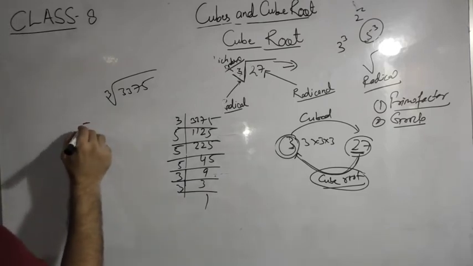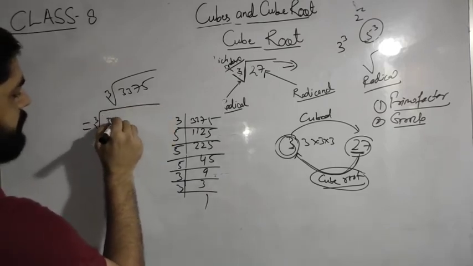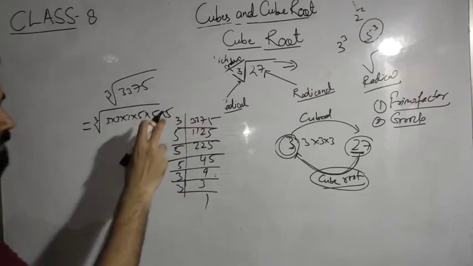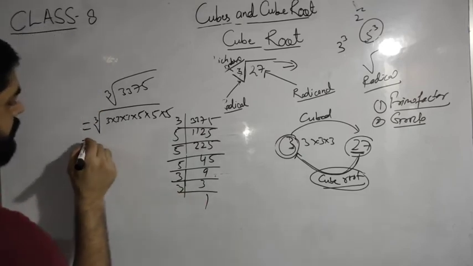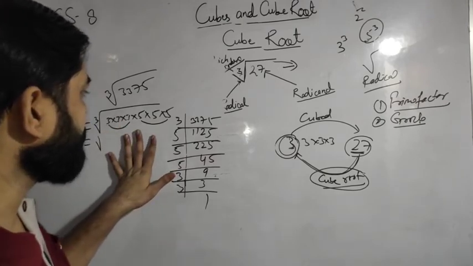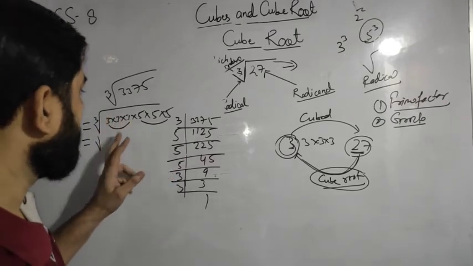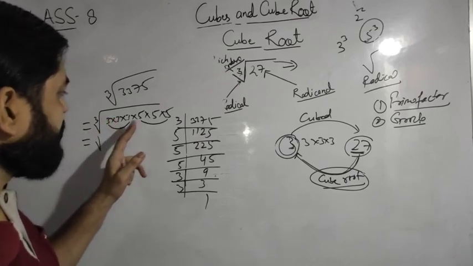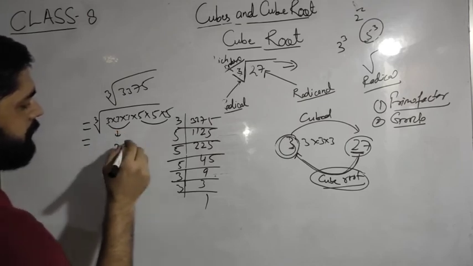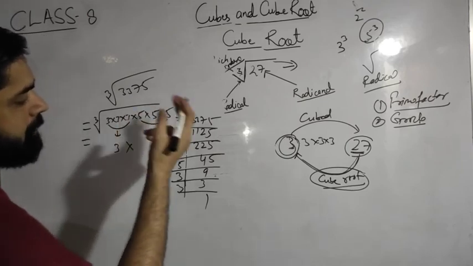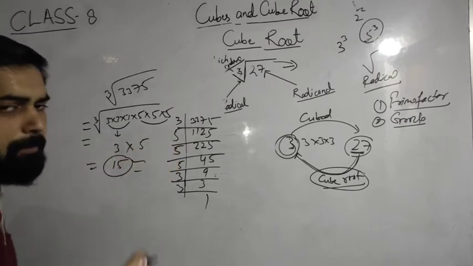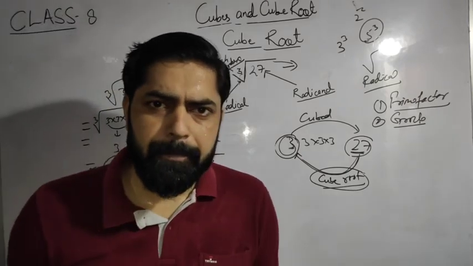You can then write the prime factors of the number: 3 multiplied by 3 multiplied by 3 multiplied by 5 multiplied by 5 multiplied by 5. You can write the repeated factors together. Then make pairs, or rather groups. We have two groups of three numbers: 3 one group, 5 one group. Then we take out one number from each group. The first group gives 3, the second gives 5. Now the answer will be 3 times 5, which is 15.